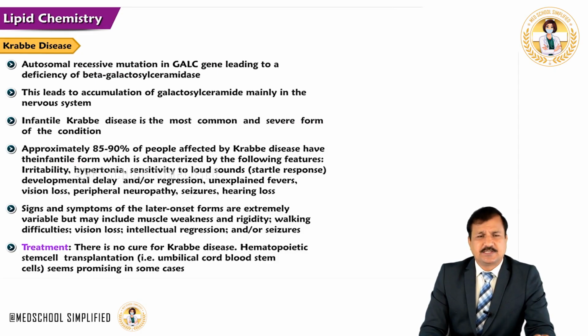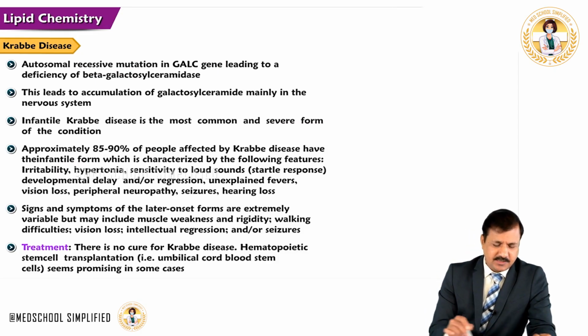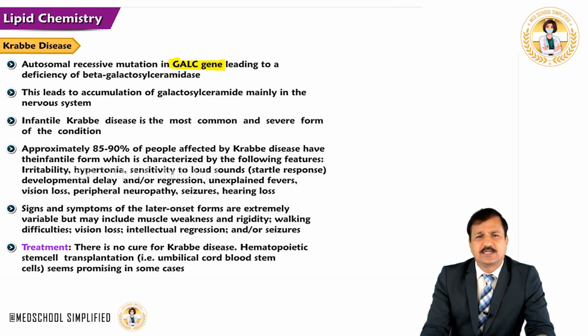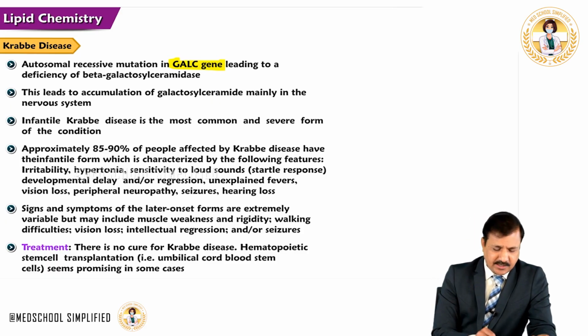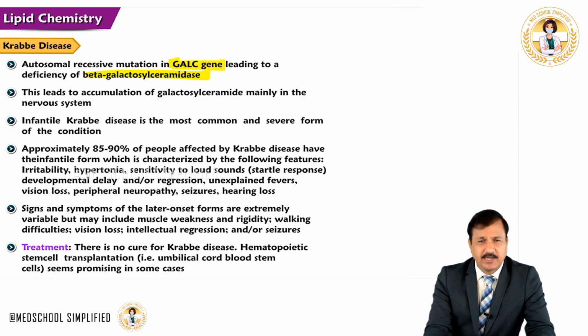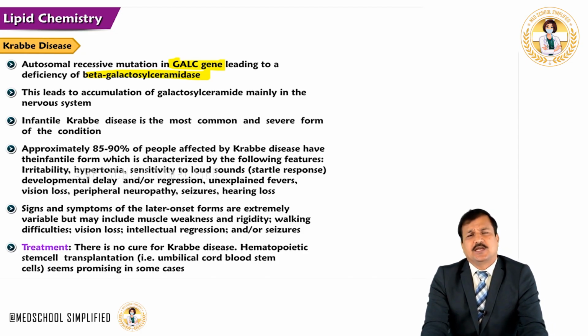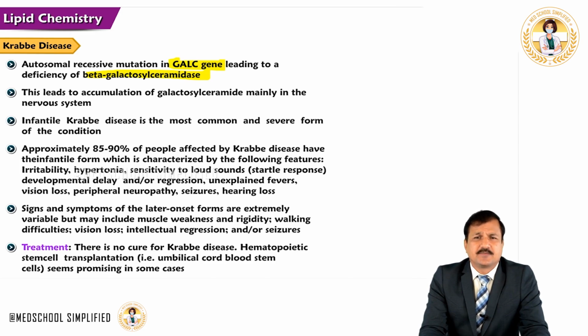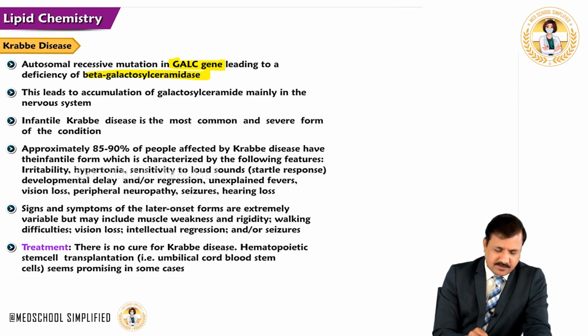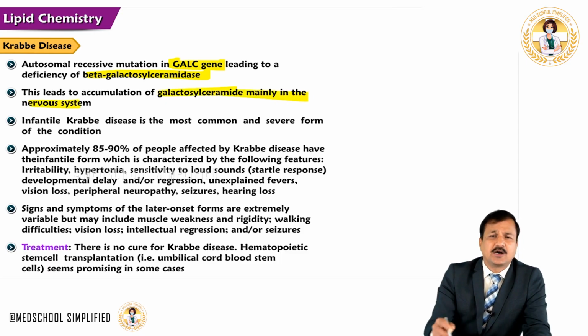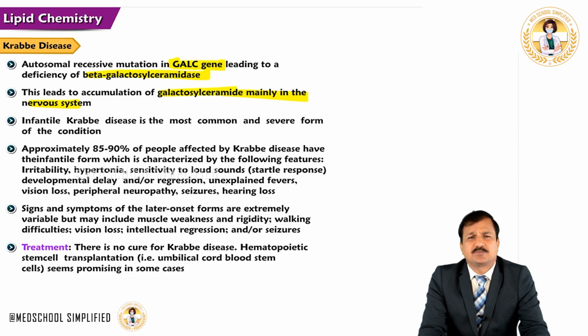Coming to Krabbe disease. Krabbe disease, again, is an autosomal recessive condition because of mutation in the GALC gene, which codes for beta-galactosylceramidase or beta-galactosidase. Beta-galactosidase enzyme degrades galactosylceramide, and deficiency of this enzyme will lead to accumulation of galactosylceramide, mainly in the nervous tissue, because galactosylceramide is present in high quantities in the nervous tissues, and especially it is sulfated.